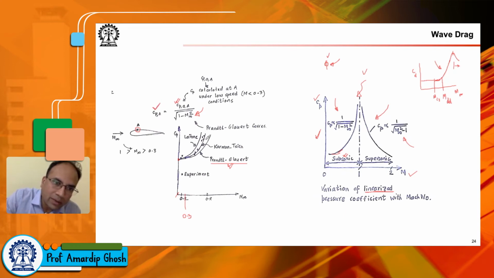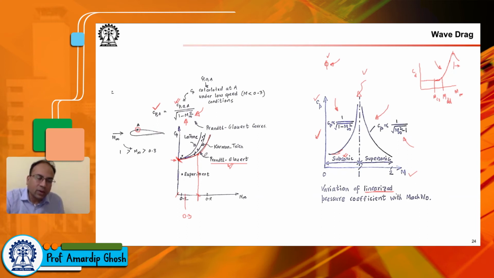Okay, so these are the experimental data of Cp at a point A. And Prandtl and Glauert showed that this is the Prandtl-Glauert curve, which is obtained by finding Cp at this location and then dividing it by the square root of 1 minus M infinity square. So suppose I know the value of Cp around this point. Say I know this value, and then at 0.7, all I have to do is take this value and divide it by the square root of 1 minus 0.7 square. So I'll get this value here. So this is the Prandtl-Glauert curve.